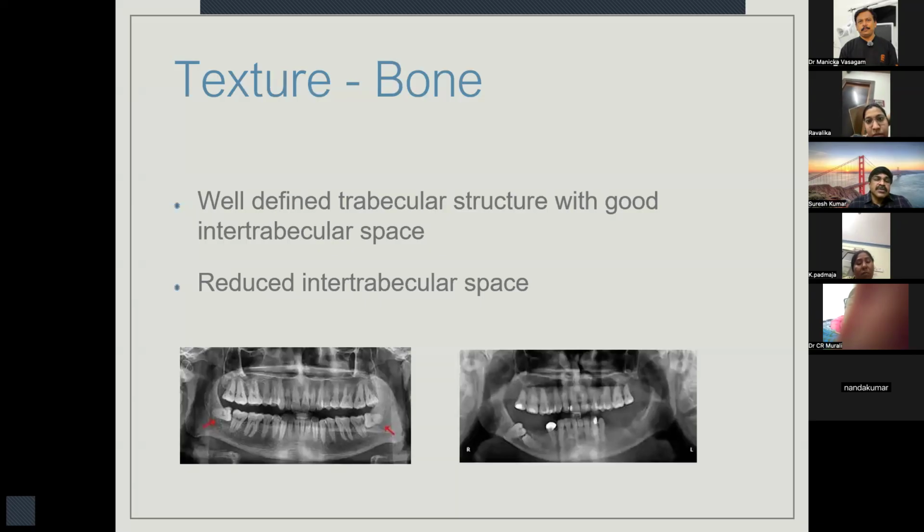So this X-ray shows on the left hand side, there is a balance between trabeculae and the marrow spaces here. You can see both trabeculae and in between the marrow spaces. So this is a normal kind of bone which will be easy to remove.